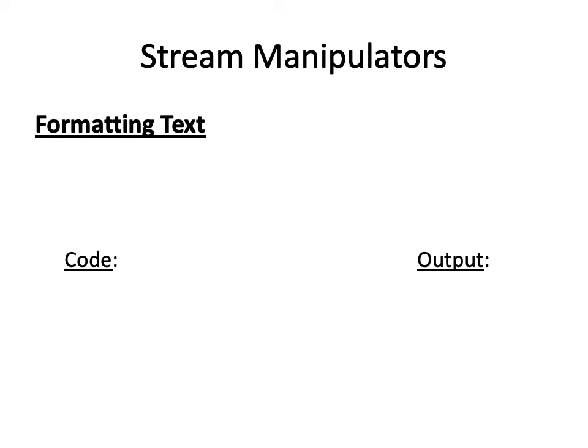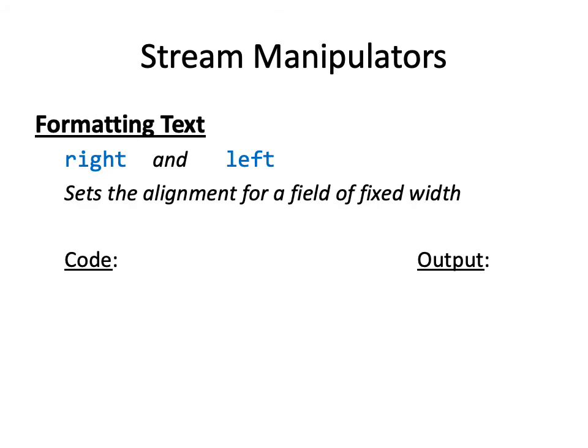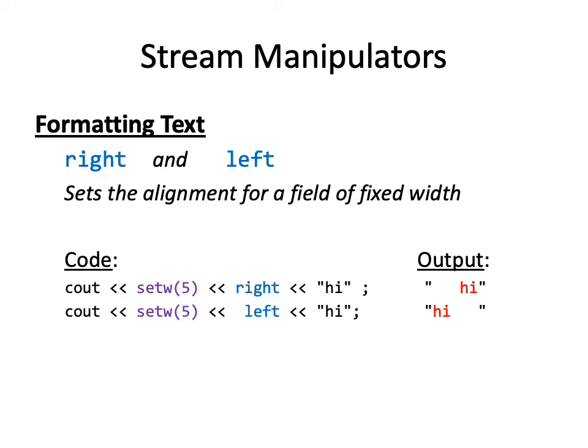Another stream manipulator are the right and left manipulators, and this just sets the alignment for a field of fixed width. So again, we have a fixed width, SetW, of 5, and we output, instead of a number this time, text. And that would have worked for the other 2 as well. So here we're putting out high, and we're aligning high to the right. Here we align high to the left, and it outputs high on the left-hand side there. And again, it's padding with spaces, but you could also use SetFill to pad it with any other text that you want.